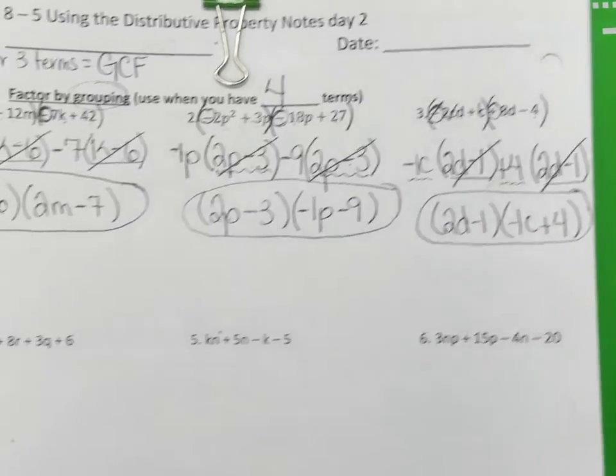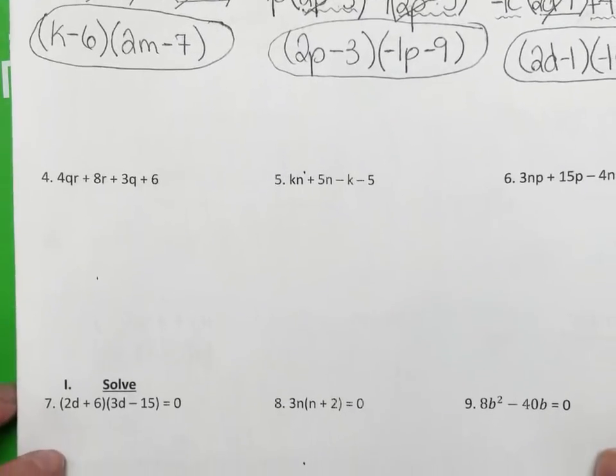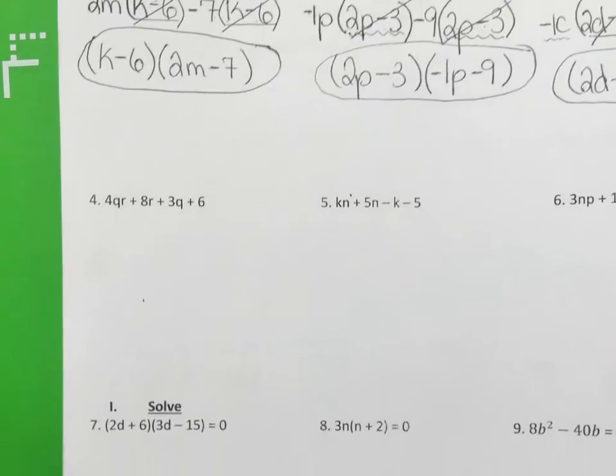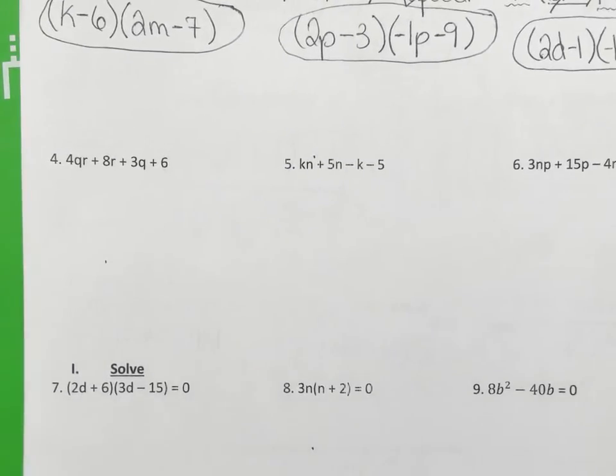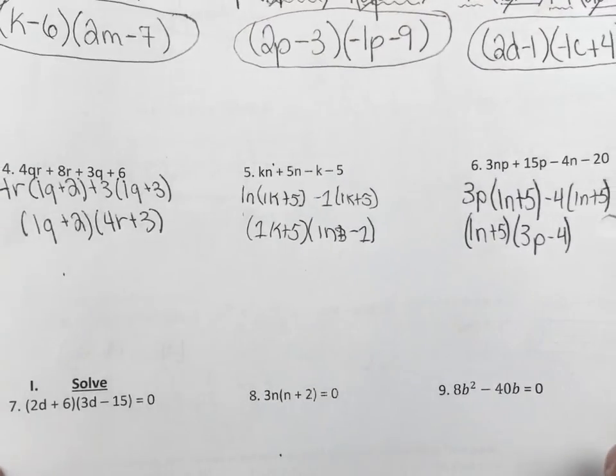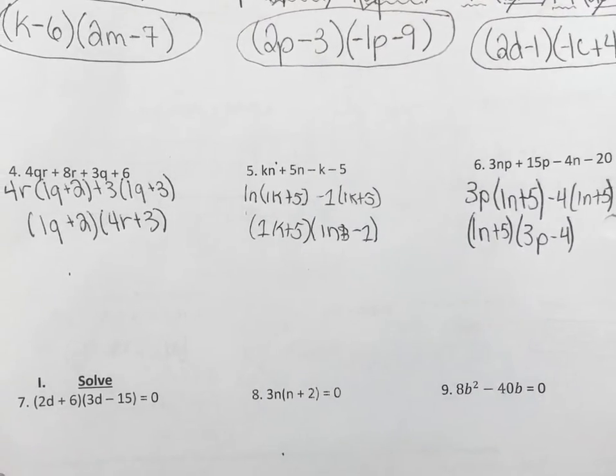All right, you got 3 more. Try 4, 5, and 6. Go. Here we go. All right, guys, here are your answers for 4, 5, and 6. There are your answers. Check your work.